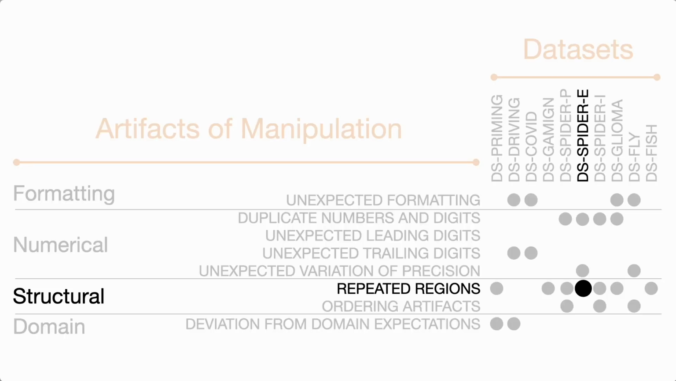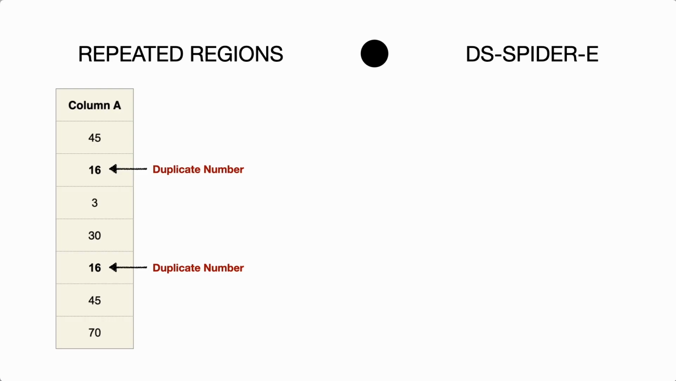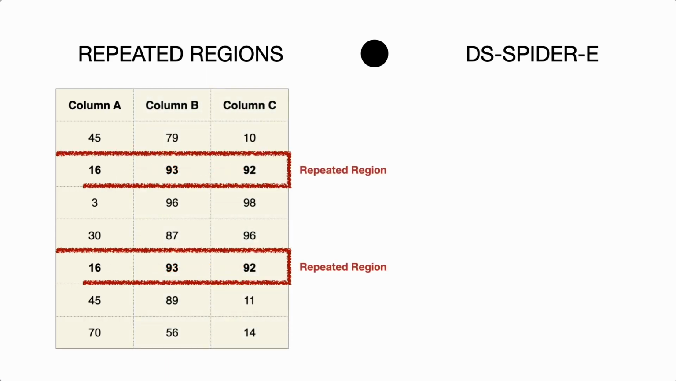Structural artifacts relate to the values of spreadsheets, as well as their position within the spreadsheet. A region refers to multiple cells with a spatial relationship. This could mean cells that are adjacent in columns or rows, or even nearby cells with gaps in between them. In some scenarios, a few duplicate numbers may be a weak signal of manipulation or not suspicious at all. But repeated regions are a much stronger signal that something suspicious is happening.